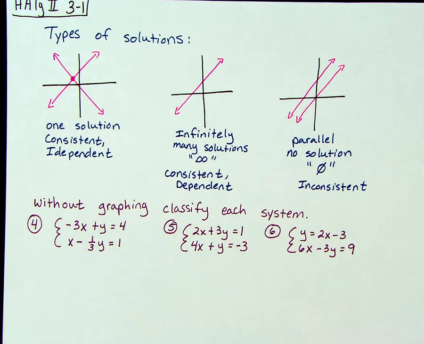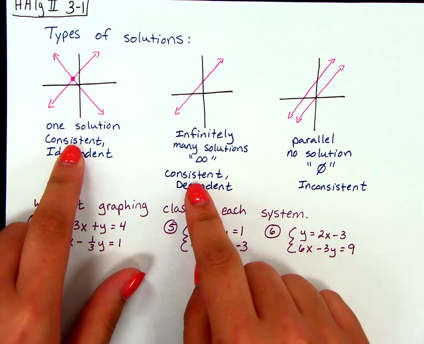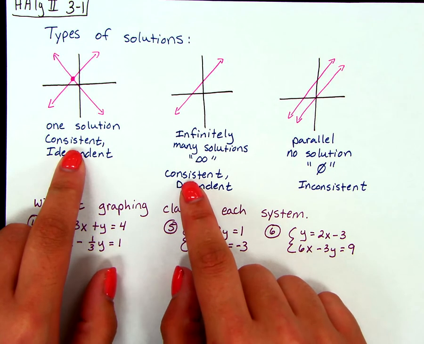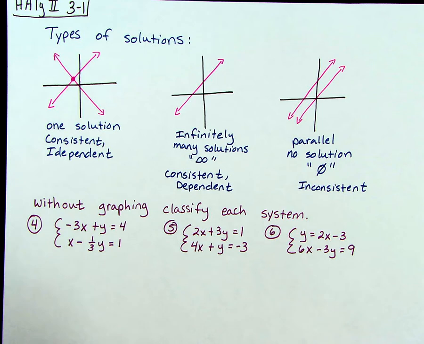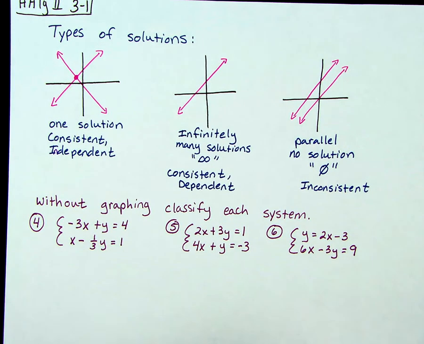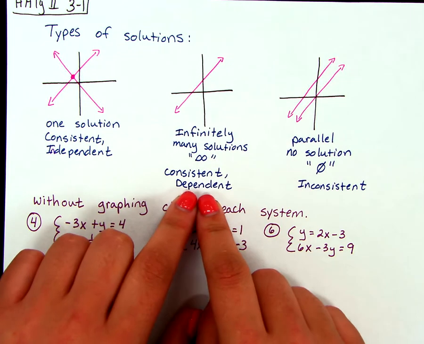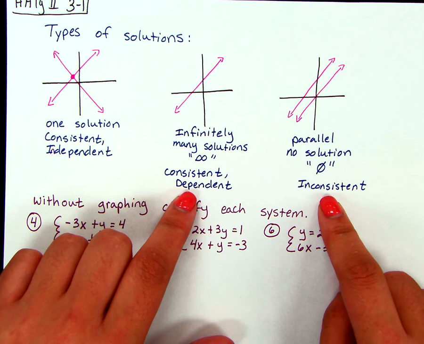If we have an answer, we call that system consistent. So if we can find an answer, it's consistent. If we have one answer, it's independent. If we have infinitely many solutions, that's dependent. And if there's no solution, then we call that inconsistent.